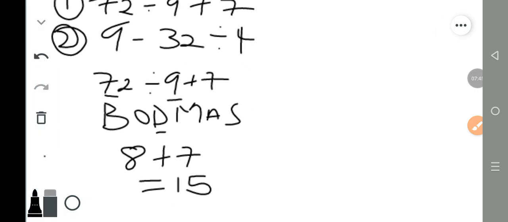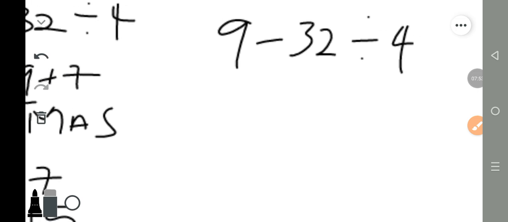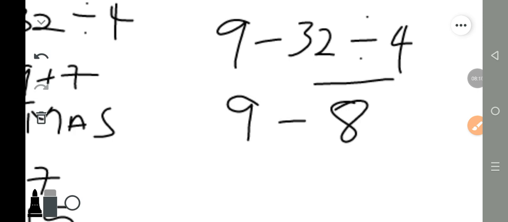Now to the next question, we have over here 9 minus 32 divided by 4. And we know that our division comes before subtraction. So what's 32 divided by 4? Yes, 8. So we have here 9 minus 8, which is 1. And that's our final answer, 1.